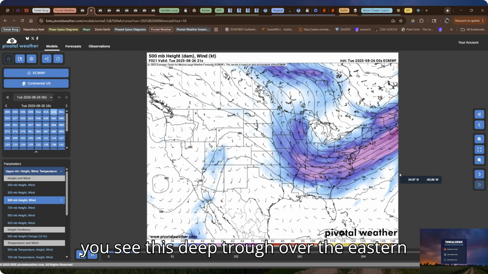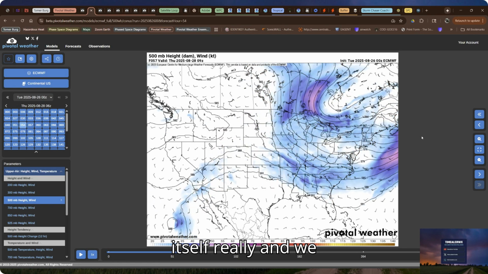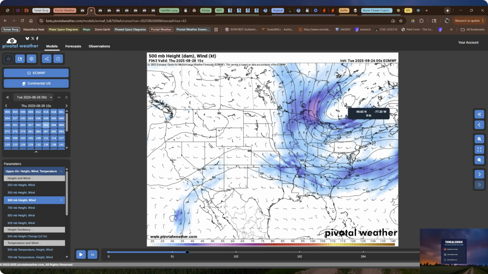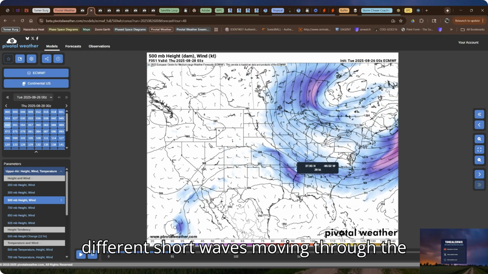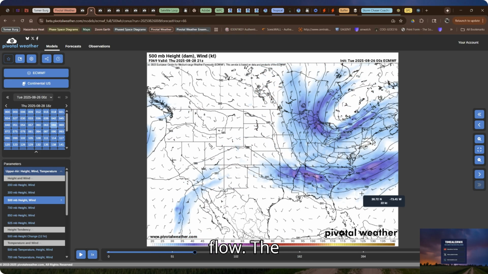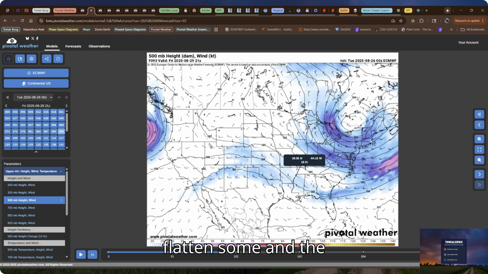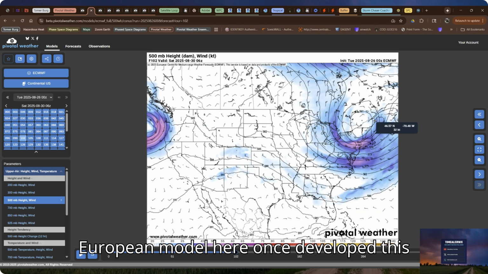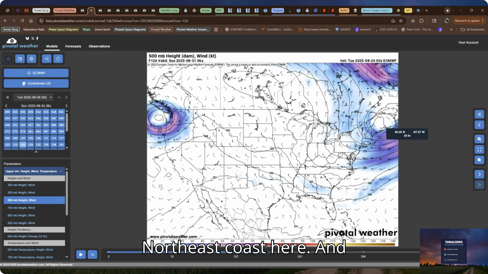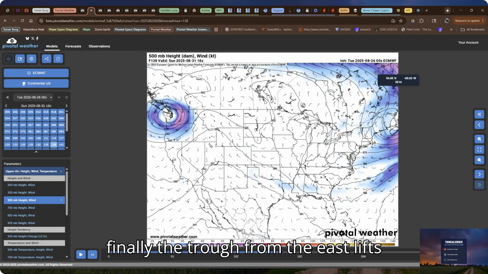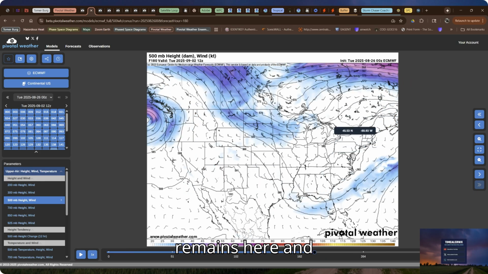you see this deep trough over the eastern U.S. keeps wanting to maintain itself, really. And we have different short waves moving through the flow. The high out west kind of flattens some, and the European model here wants to develop this almost closed low off the northeast coast here. And finally, the trough in the east lifts out, although the troughiness remains here.